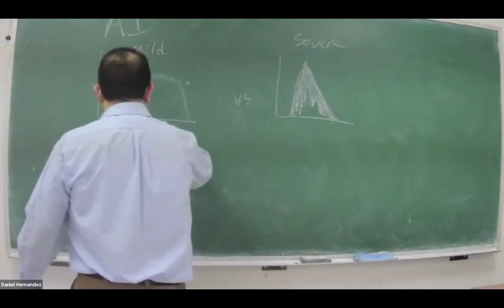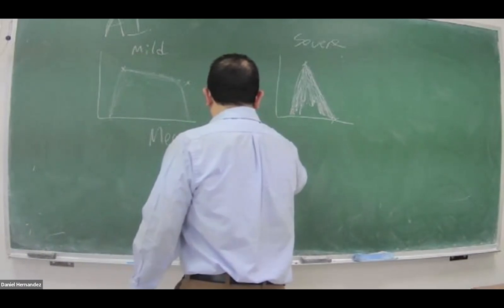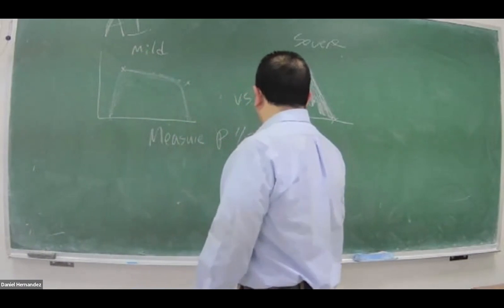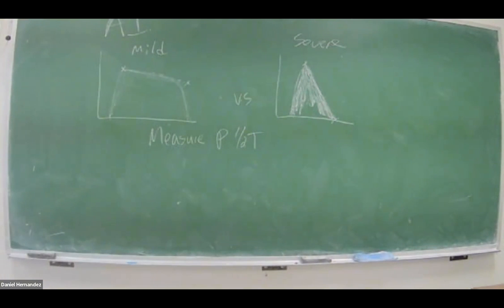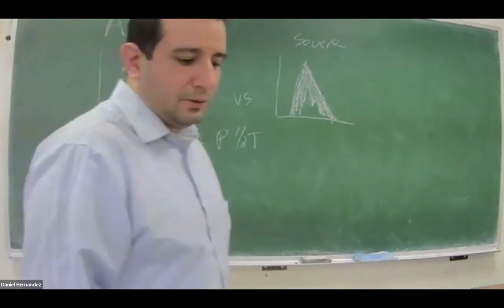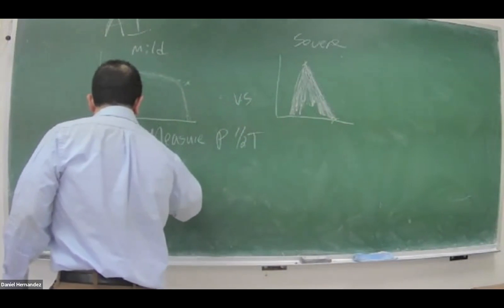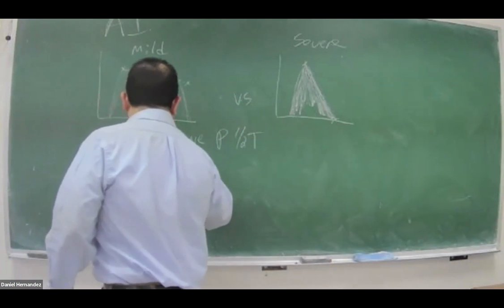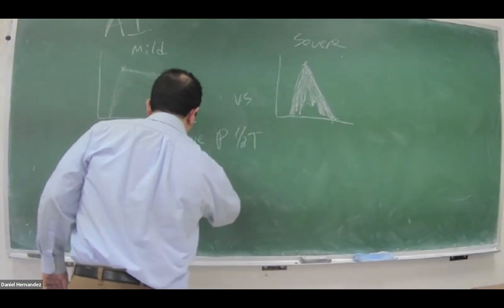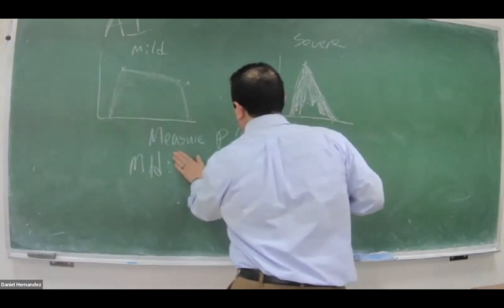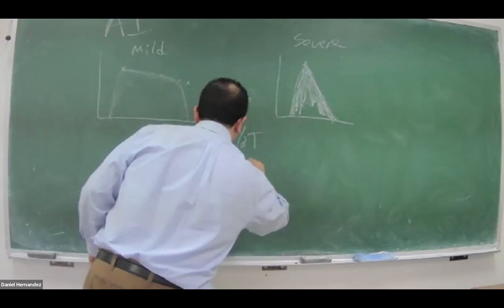So we're going to measure pressure halftime. So a little chart for pressure halftime. Mild. That's going to be greater than 500 milliseconds.